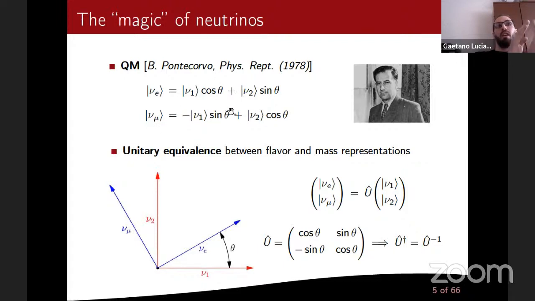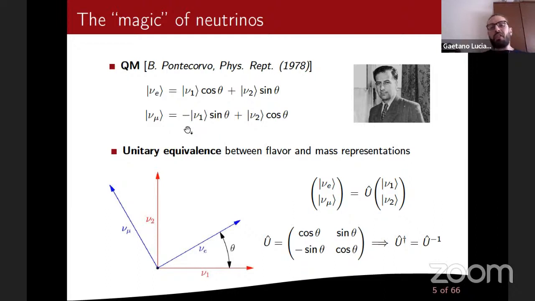Okay, so you can easily understand that if the eigenstates of the Hamiltonian do not coincide with the eigenstates of the flavor charge, these two operators do not commute, so they do not have common eigenstates. So during the space-time propagation, the flavor is not conserved. And this phenomenon of change of flavor is usually referred to as flavor oscillation.